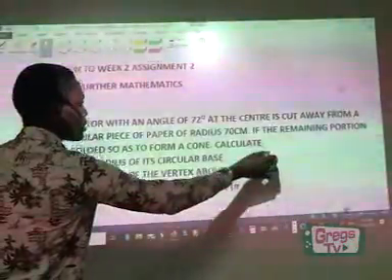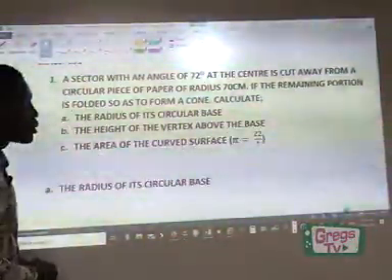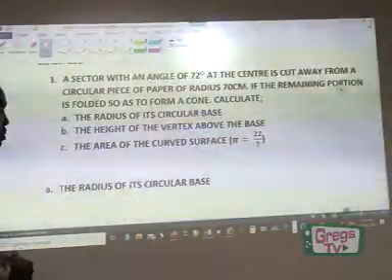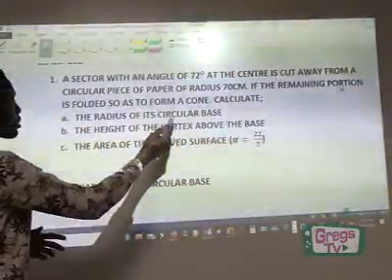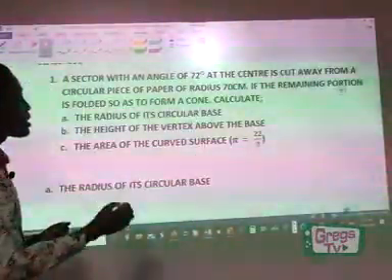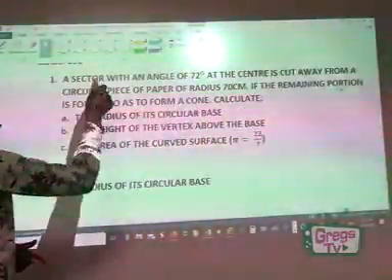Now we have this question. I want to believe you all have it, and if you can't, you can always go through the questions after the video. Now let's see. In this question we are asked to calculate the radius of its circular base. The concept here is that you are actually forming a cone from a sector.